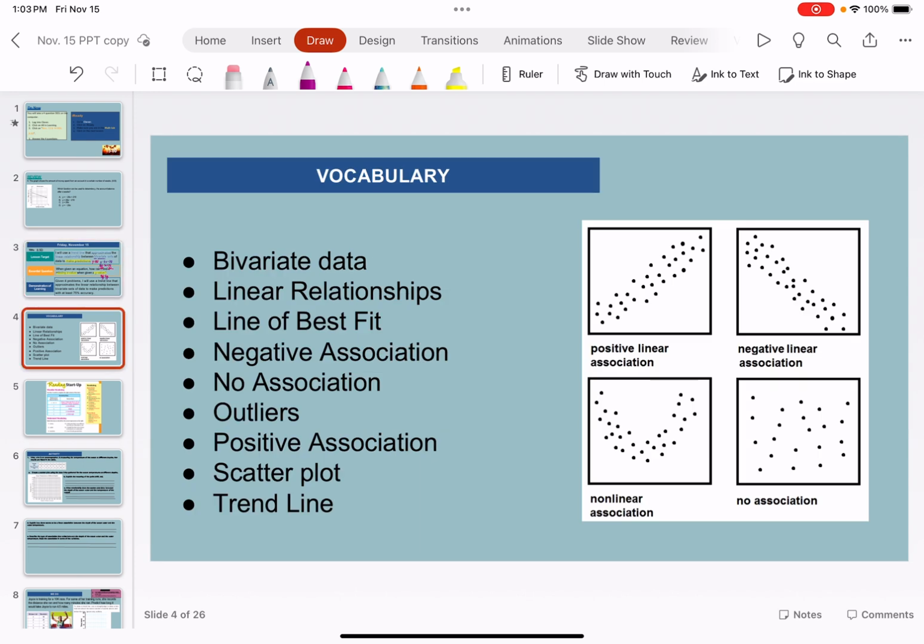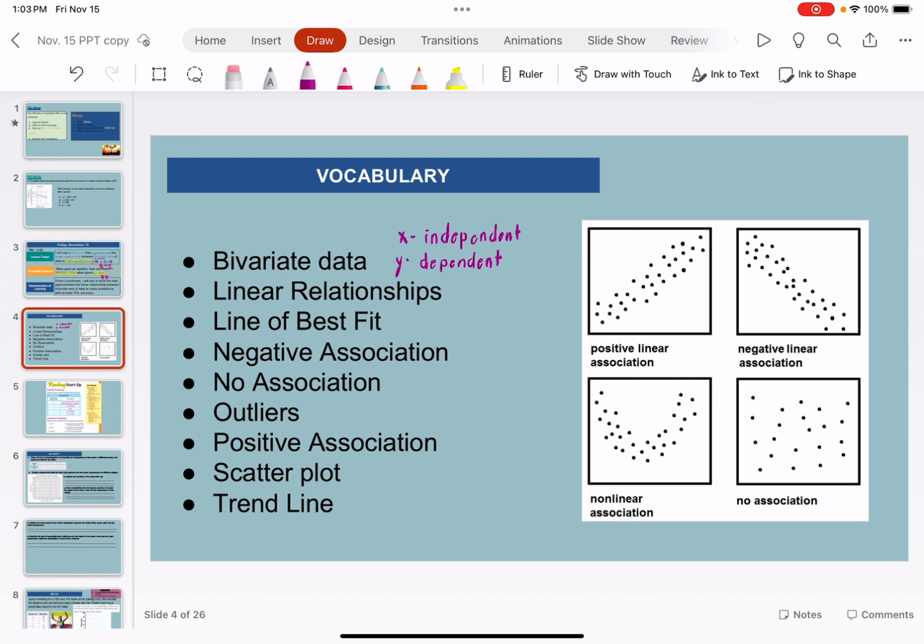Okay, so now we have some vocabulary words we need to go over. Bivariate data is data for two variables, a dependent variable and independent variable that are related. So remember that x is our independent variable and y is our dependent variable. And the way that I always say to remember this is that y is after x in the alphabet. It's x, y, z. So that's why y depends on x.